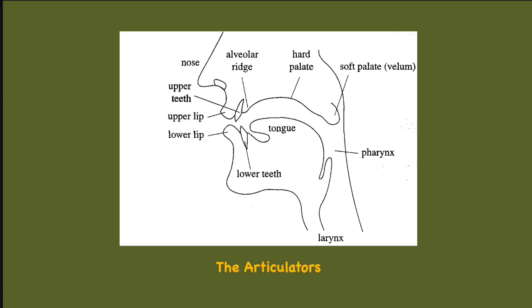Now how about the teeth? Both your upper and lower teeth are essential for sounds like f and v. When you say f, as in fat or fool, you lightly press your upper teeth against your lower lip. The teeth in this case act like the boundaries that shape how air is released.